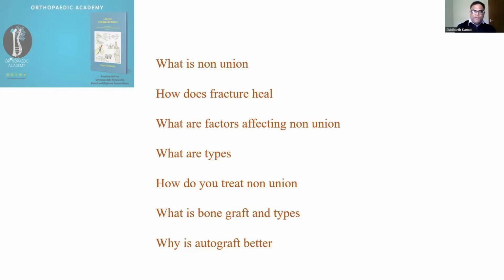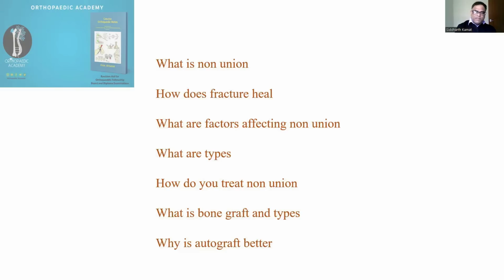It is a type of endochondral ossification which has phases. It starts with stage of hematoma formation and inflammation, stage of repair, which is formation of soft callus and then hard callus, and stage of remodeling.